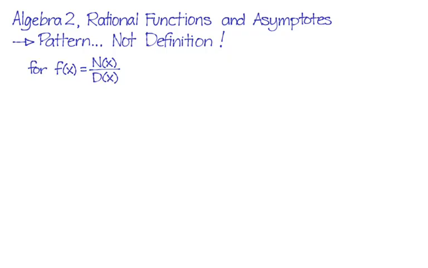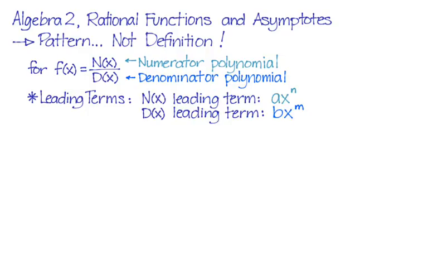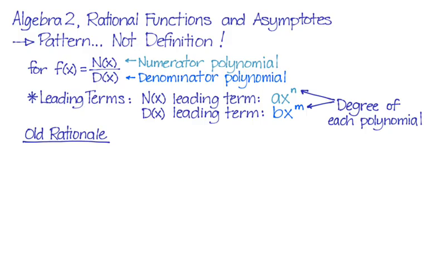When we think about how we describe this in Algebra 2, we looked at the pattern, not a definition, the pattern of the numerator and denominator, the degrees of the numerator and denominator. And what we did is we said, let's look at the leading terms of the numerator and the denominator. And the old rationale when we were in Algebra 2 was that if the numerator and denominator had the same degree, then the asymptote is simply the ratio A divided by B.